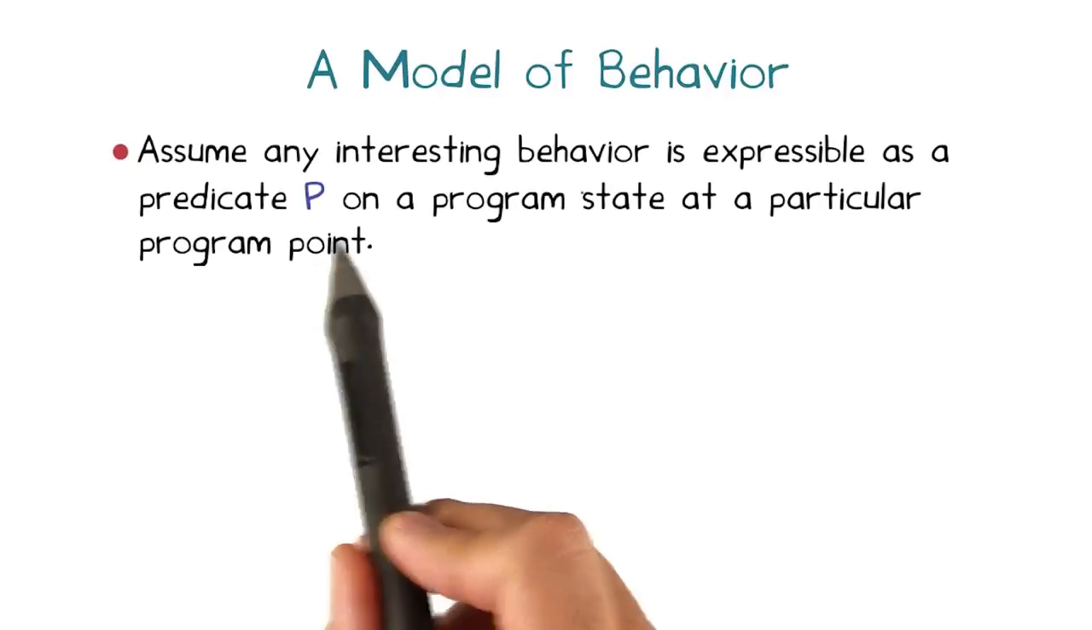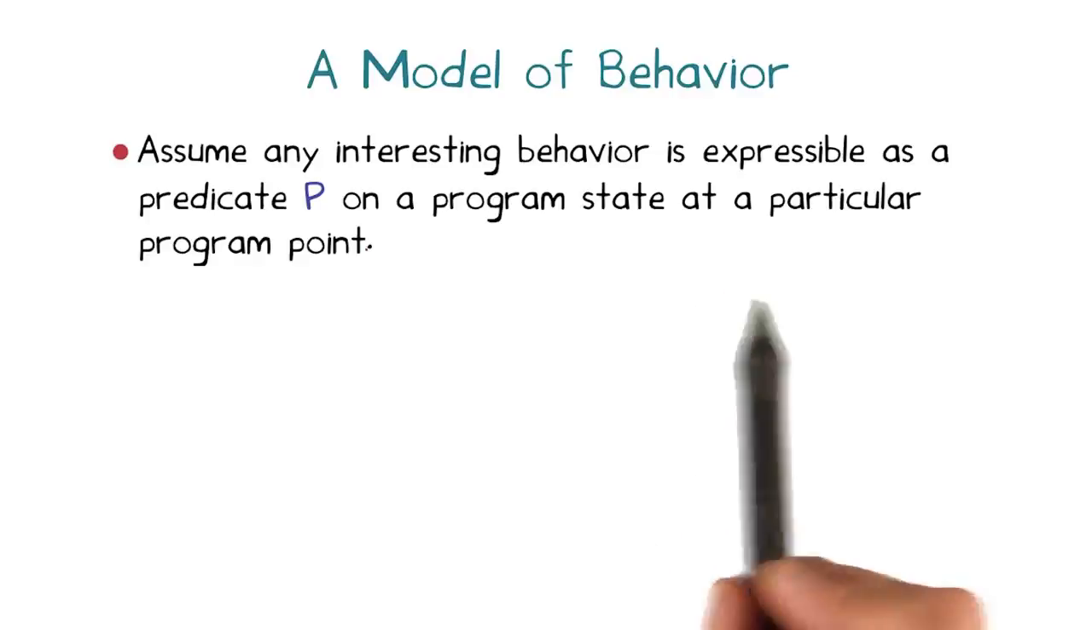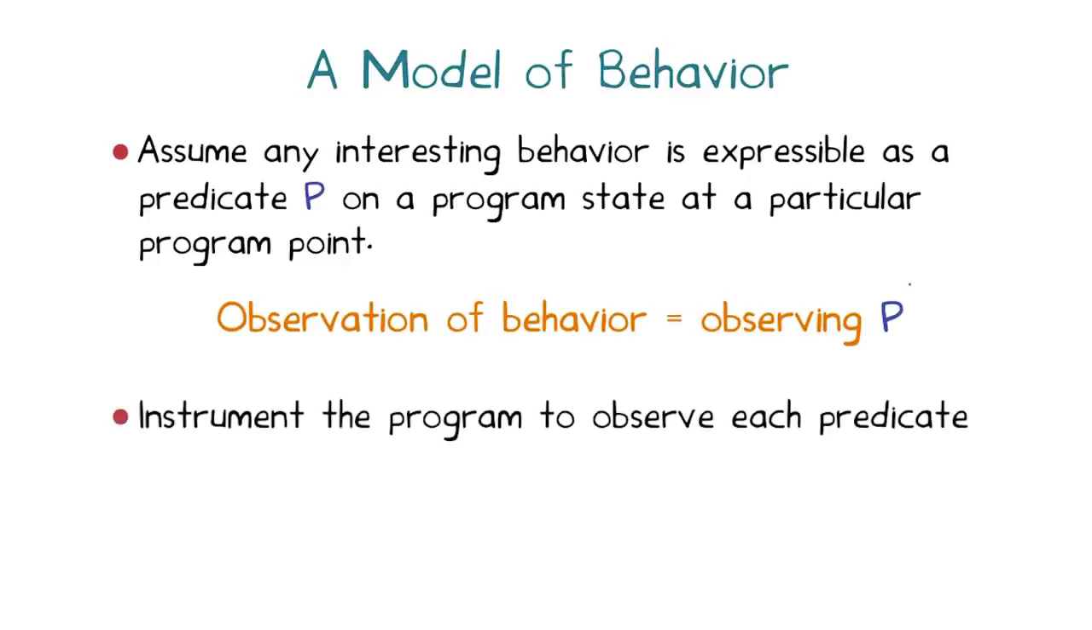Let's start moving into the first step of the process, deciding which program behaviors we will observe and collect from users. Our model for an interesting behavior will be a Boolean predicate that is either true or false based on the program state at a given point in the program. An observation of such a behavior thus consists of an observation of whether the corresponding predicate is true or false. We will instrument the program to observe each such predicate and record their truth values for reporting later.